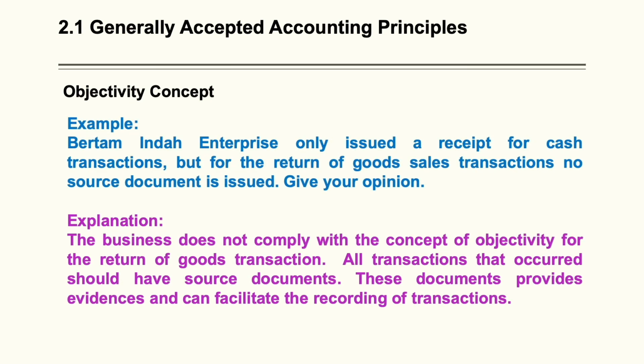Batam Indah Enterprise only issues a receipt for cash transactions. But for the returns of goods, a sales transaction, no source document is issued. Can they do that? Please give your opinion. Based on the objectivity concept, the business does not comply with the concept of objectivity for the returns of goods transaction. Bear in mind, according to this concept, all the transactions that occur should have a source document. This document provides evidence and can facilitate the recording of transactions.